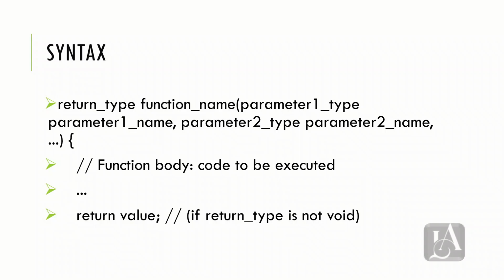Return type specifies the type of the value the function returns, for example, int, float, char, and void. Function name represents the name of the function, which should be indicative of what the function does. Parameter 1 type, parameter 2 type are the types of the parameters that the function accepts. Parameter 1 name, parameter 2 name represent the names of the parameters used within the function body. Return value represents the value returned by the function, if applicable, that is, if the return type is not void.